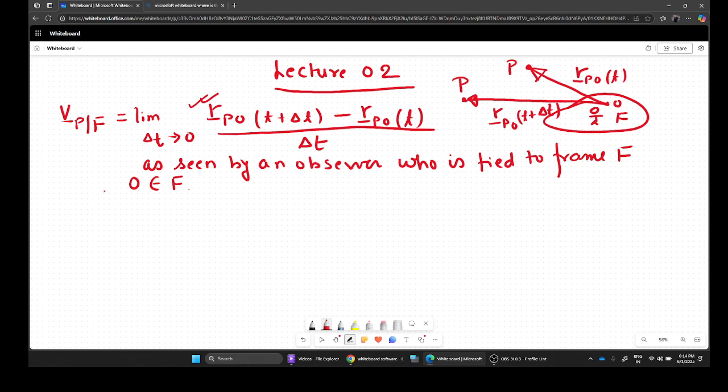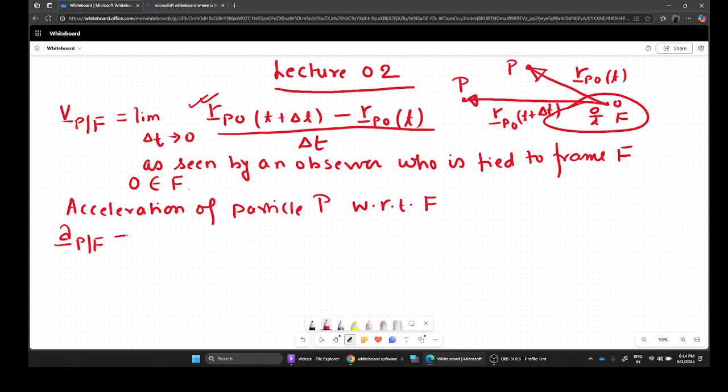We defined another kinematic quantity, kinematic vector, the acceleration of particle P with respect to the same frame in context. We will use the symbol A subscript P bar F to denote this quantity, and the definition of this quantity is what I am writing on the screen.